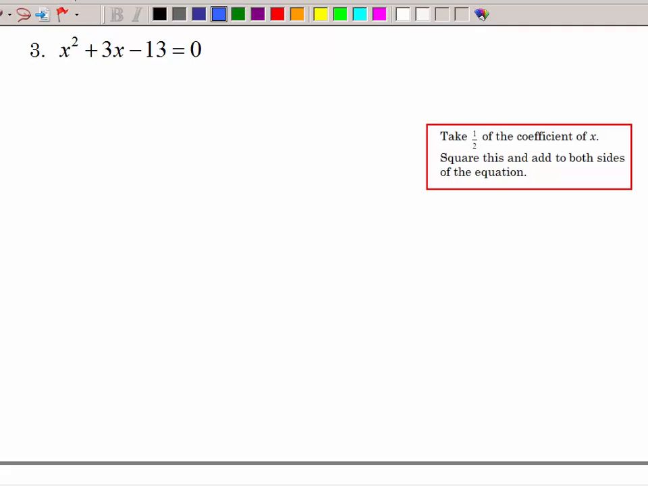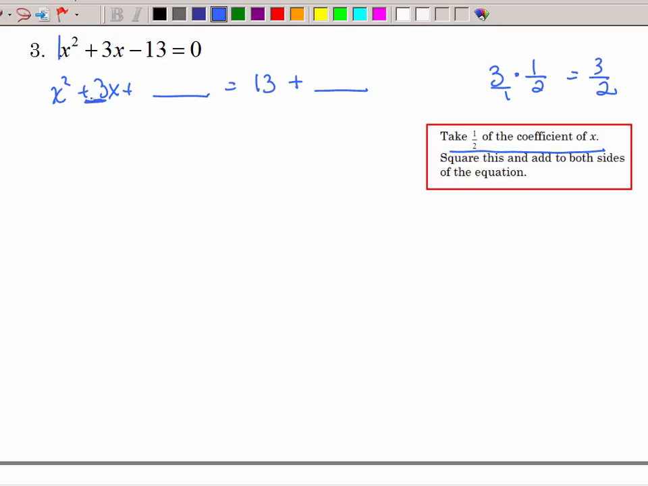Well, that looks just as easy. My coefficient is 1. I can move the 13 to the other side, and since it was negative, it comes across as positive. Now, I want to take half of the coefficient of x, which is 3. So 3 times 1/2 is 3 over 2. That's what makes this a little bit harder, because this number is odd.